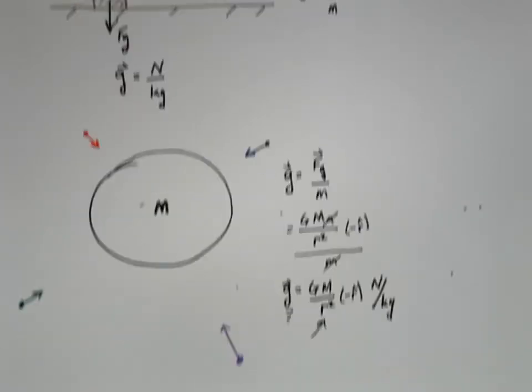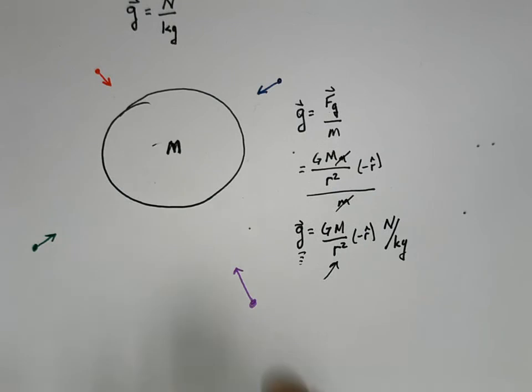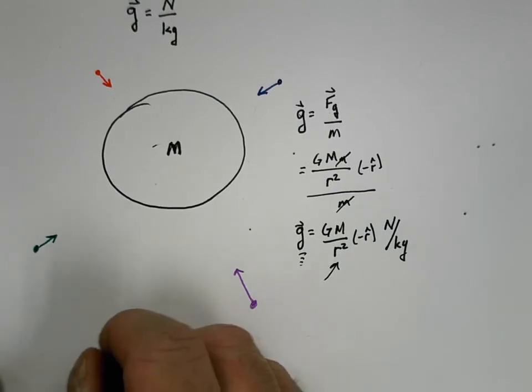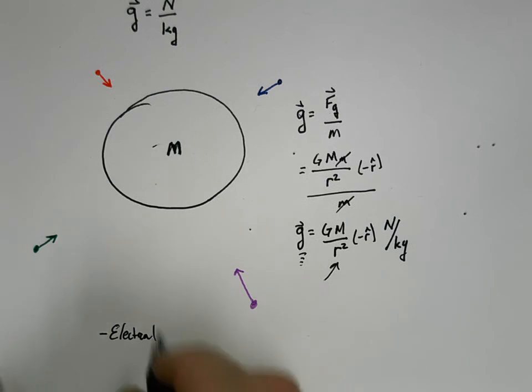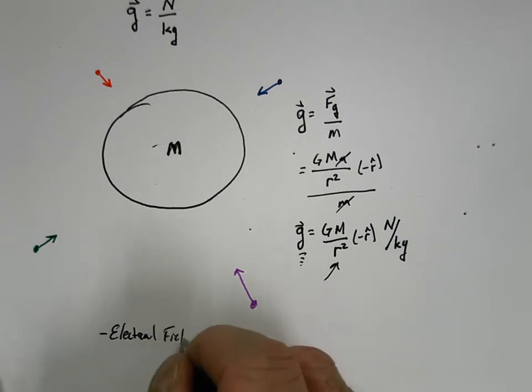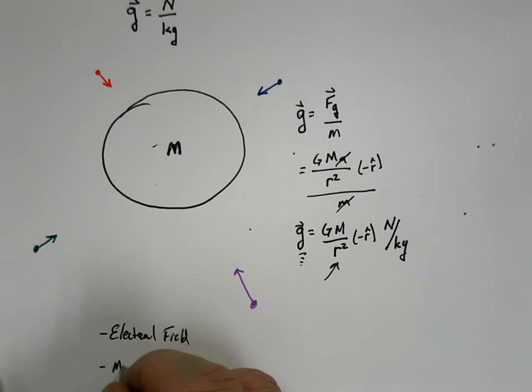This is the first of three fields that we're going to see. The other two are electric field, and the other is magnetic field.